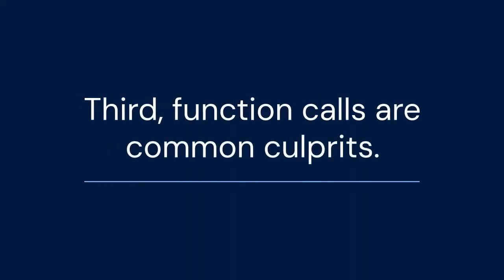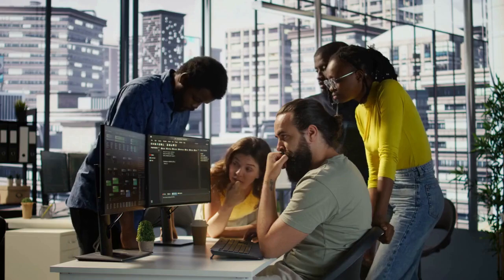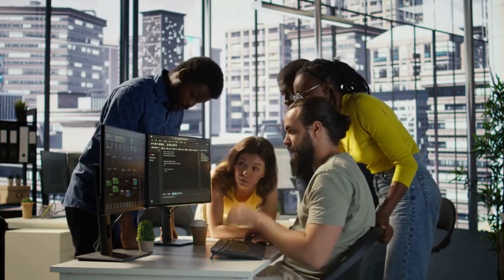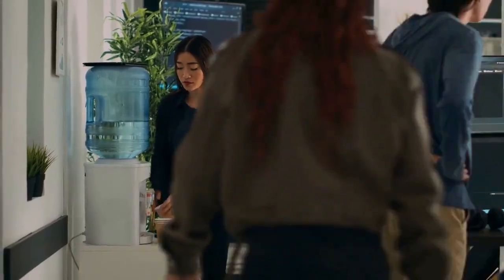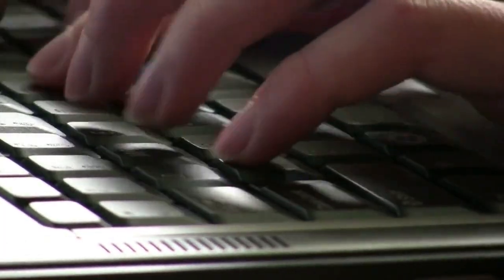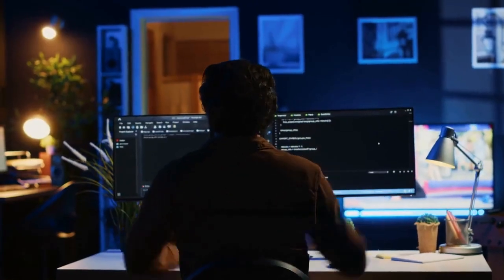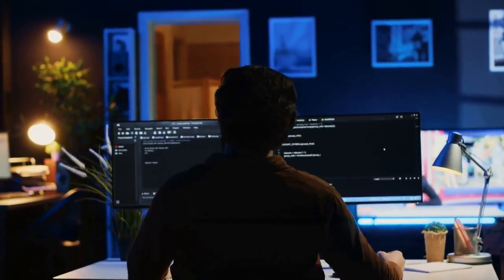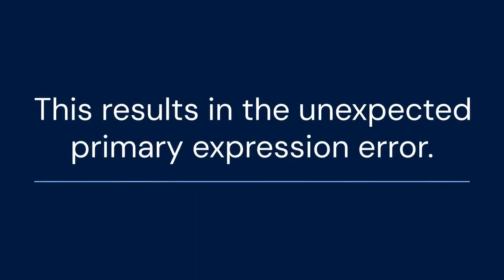Third, function calls are common culprits. Check that you're calling functions correctly. Ensure you're passing the correct number of arguments. Each argument should be the right data type. Also, verify that the function name is spelled correctly. Incorrect spelling prevents recognition as a function. This results in the unexpected primary expression error.